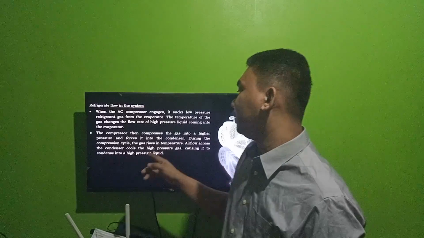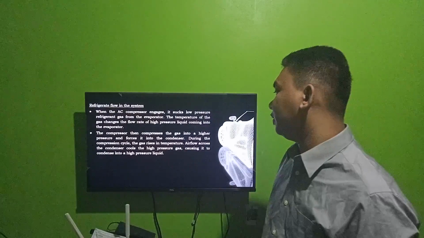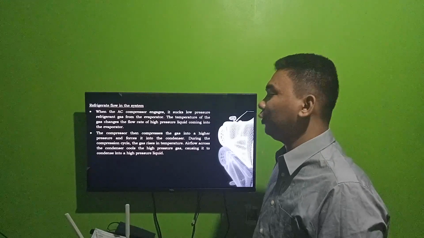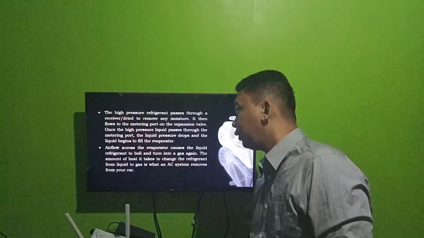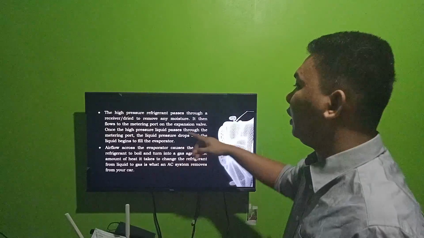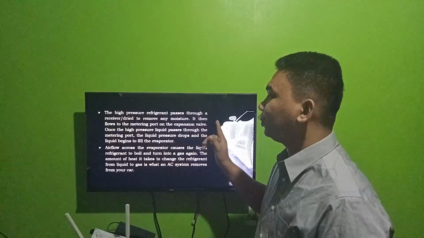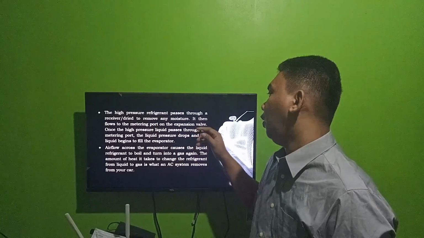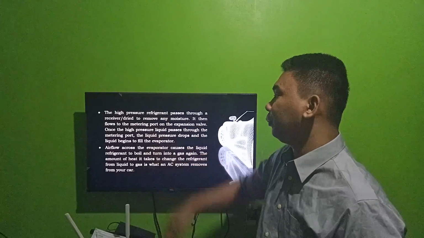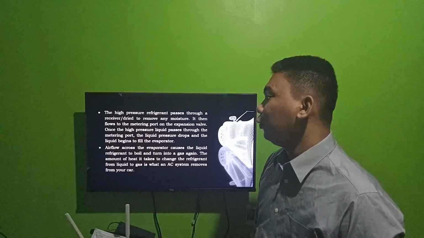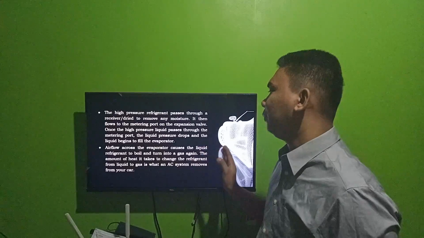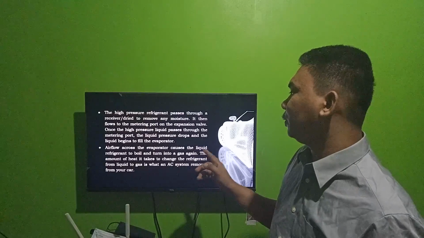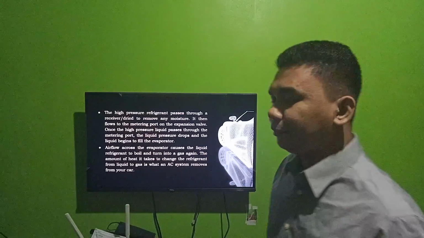During the compression cycle, the gas rises in temperature. Airflow across the condenser cools the high pressure gas, causing it to condense into high pressure liquid. Okay, so the high pressure refrigerant passes through the receiver dryer to remove any moisture. It then flows into the metering port of the expansion valve. And once the high pressure liquid passes through the metering port, the liquid pressure drops and the liquid begins to fill the evaporator. Okay?